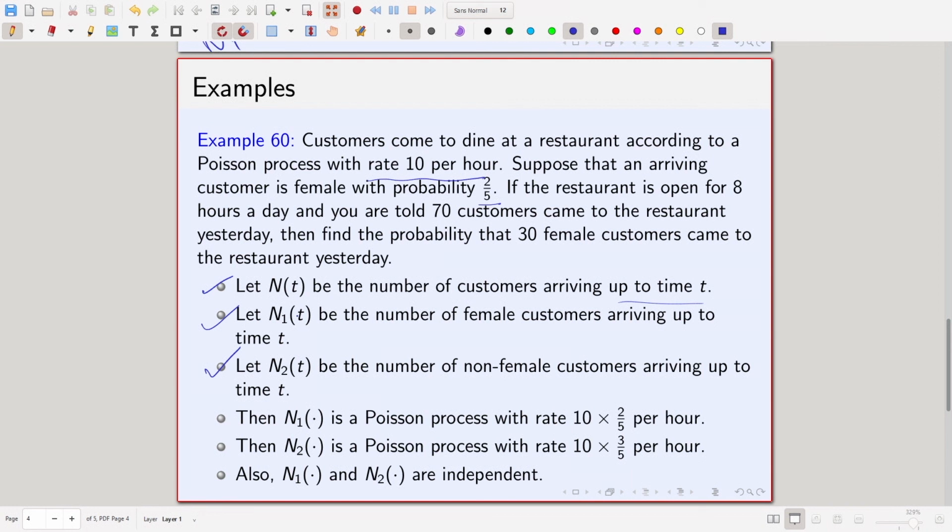Now, again using the concept of Poisson thinning, we get that N1 is a Poisson process with rate 10 times 2 by 5 per hour, and N2 is a Poisson process with rate 10 times 3 by 5 per hour. That is because the total rate is 10 and a customer is female with probability 2 by 5, so non-female with probability 3 by 5. So, the rate of female customers will be 10 times 2 by 5 and the rate of non-female customers will be 10 times 3 by 5 per hour. And again N1 and N2 are independent. That is what we get from the theorem of Poisson thinning. So again here the first concept that we use is Poisson thinning.